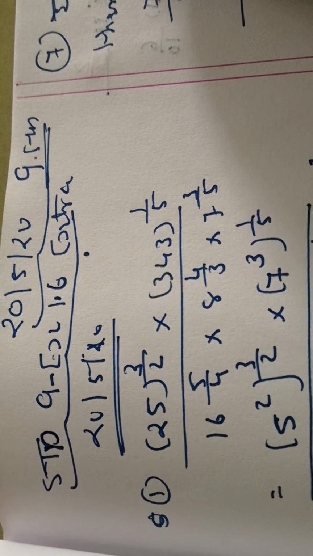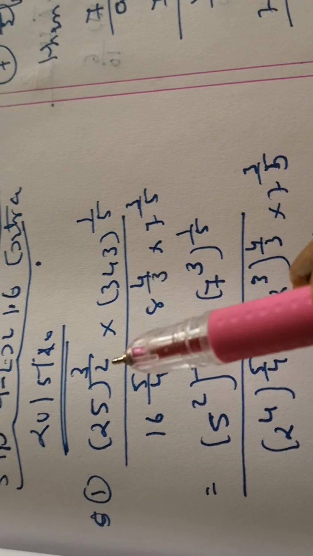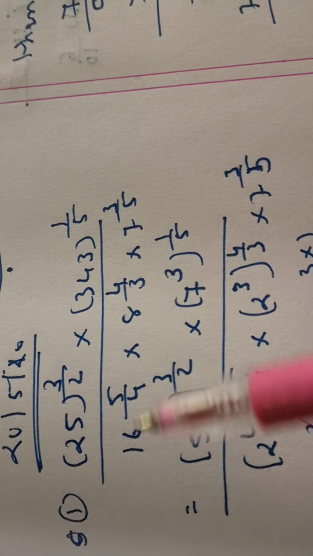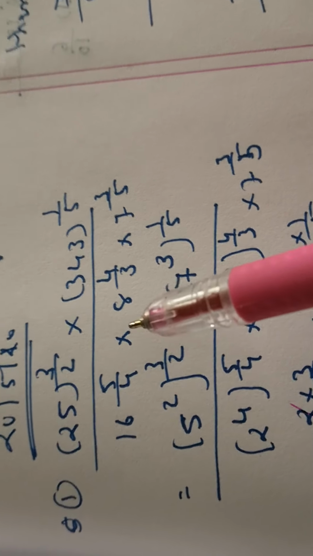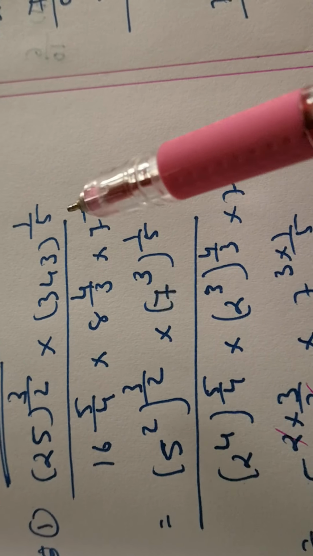Let us do some extra sums. (25 raised to 3/2 multiplied by 343 raised to 1/5) upon (16 raised to 5/4 multiplied by 8 raised to 4/3 multiplied by 7 raised to 3/5).